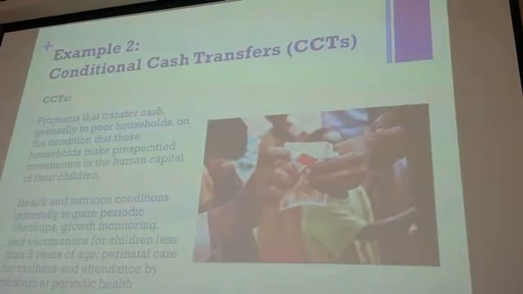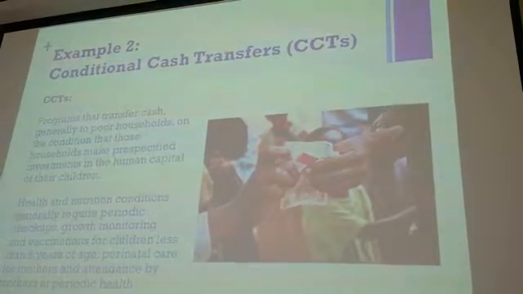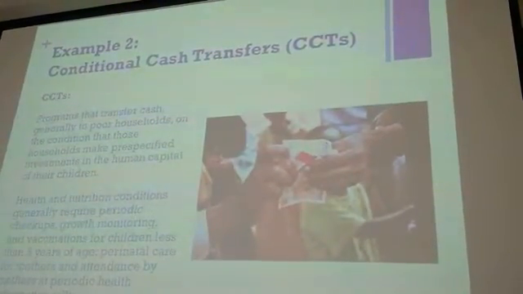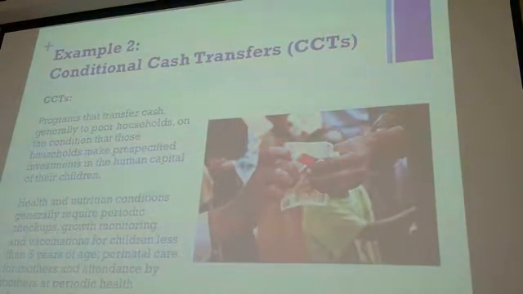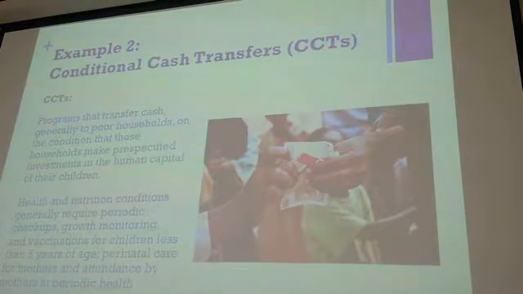So the next intervention that I'm going to talk about, which Kristen talked a little bit about, is conditional cash transfers. Has anybody ever heard about this before? Yeah? Okay, so they're kind of contentious. Some people think they're really great, and some people are pretty hesitant about them. Do you guys have any ideas about what might cause that feeling of hesitancy?